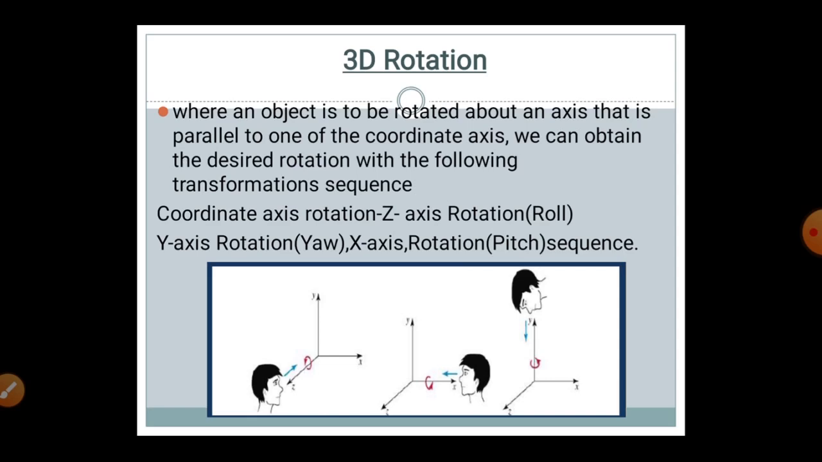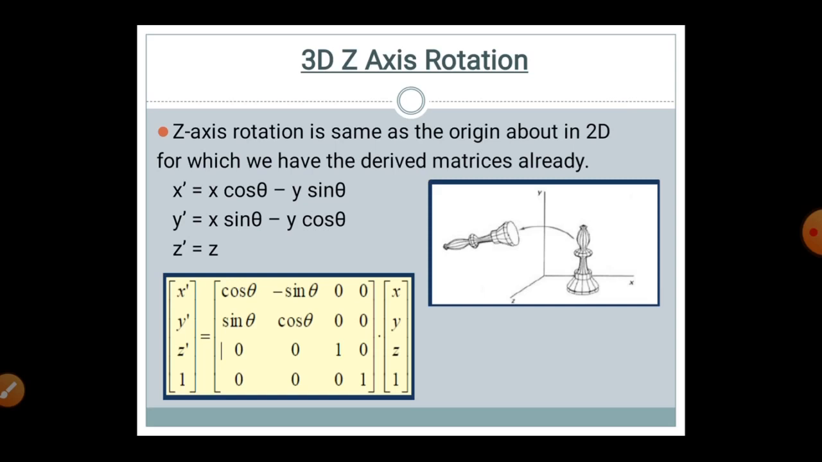In this first picture, you can see the rotation along the z axis will move the x axis and y axis. Similarly, if the rotation is around the x axis, the y axis and z axis will be rotated. Similarly for the y axis, the z axis and x axis will be rotated. Now come to the next point: coordinate axis rotation, z axis rotation roll, y axis rotation yaw, x axis rotation pitch sequence. Okay, now 3D z axis rotation.